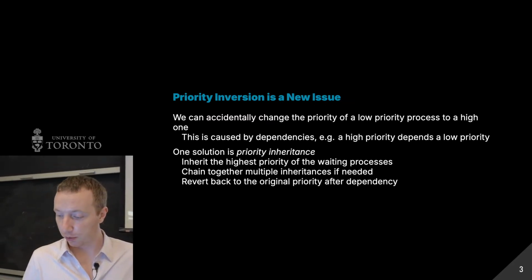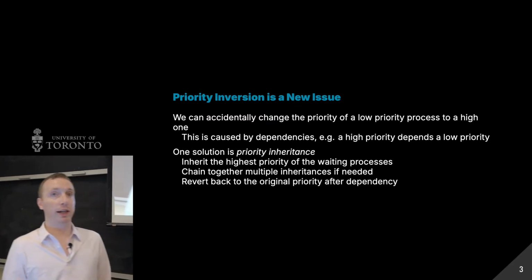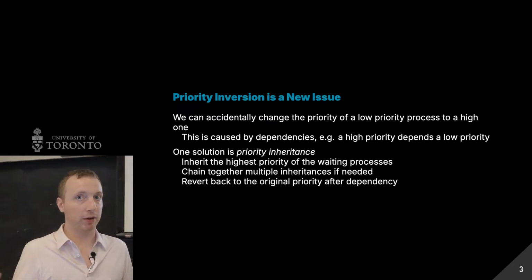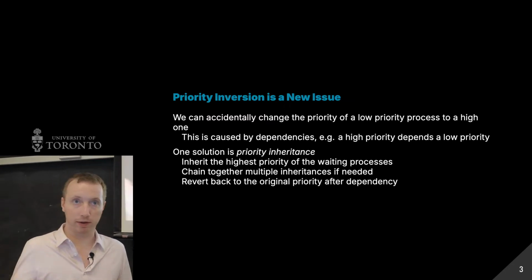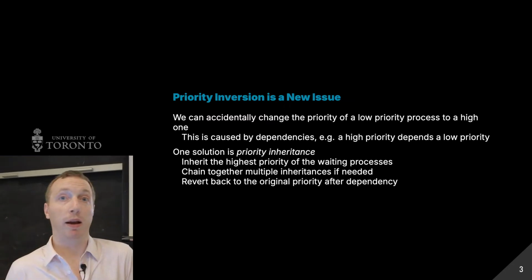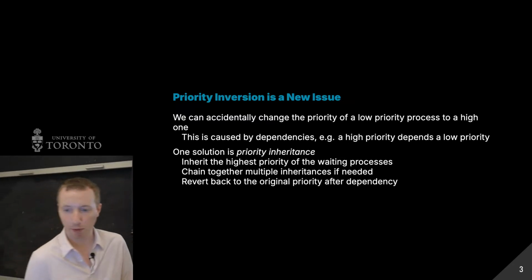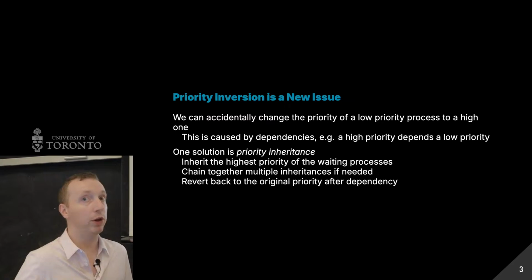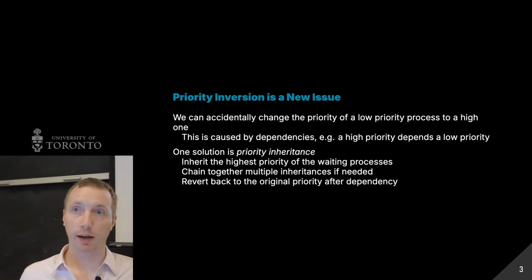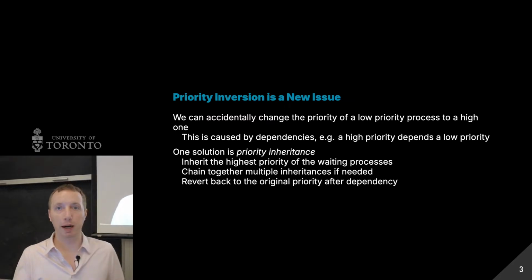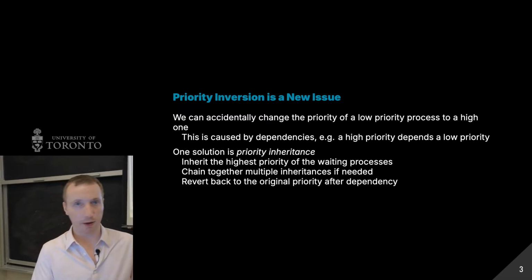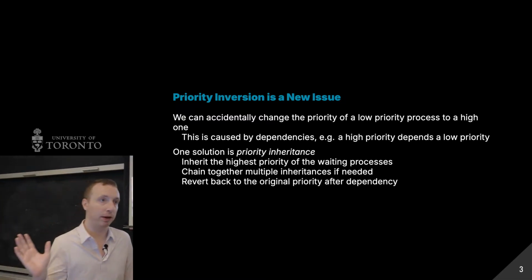So in order to solve this issue, we can actually implement priority inheritance. The operating system, that's the one doing all the system calls, knows what process depends on which. So it can implement priority inheritance to work around this problem. You inherit the highest priority of the waiting process. So if it has a higher priority than you, now you are a high priority process until that dependency is resolved, and then you go back to the low priority line. So you would just revert back to the original priority after that dependency is resolved.